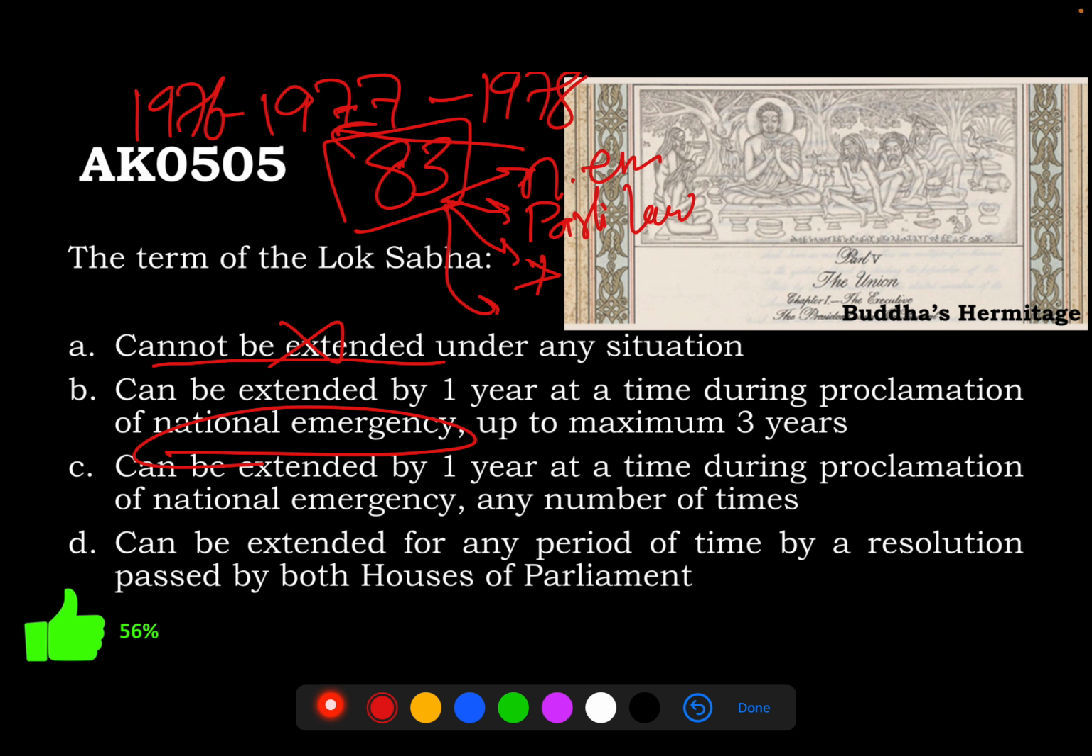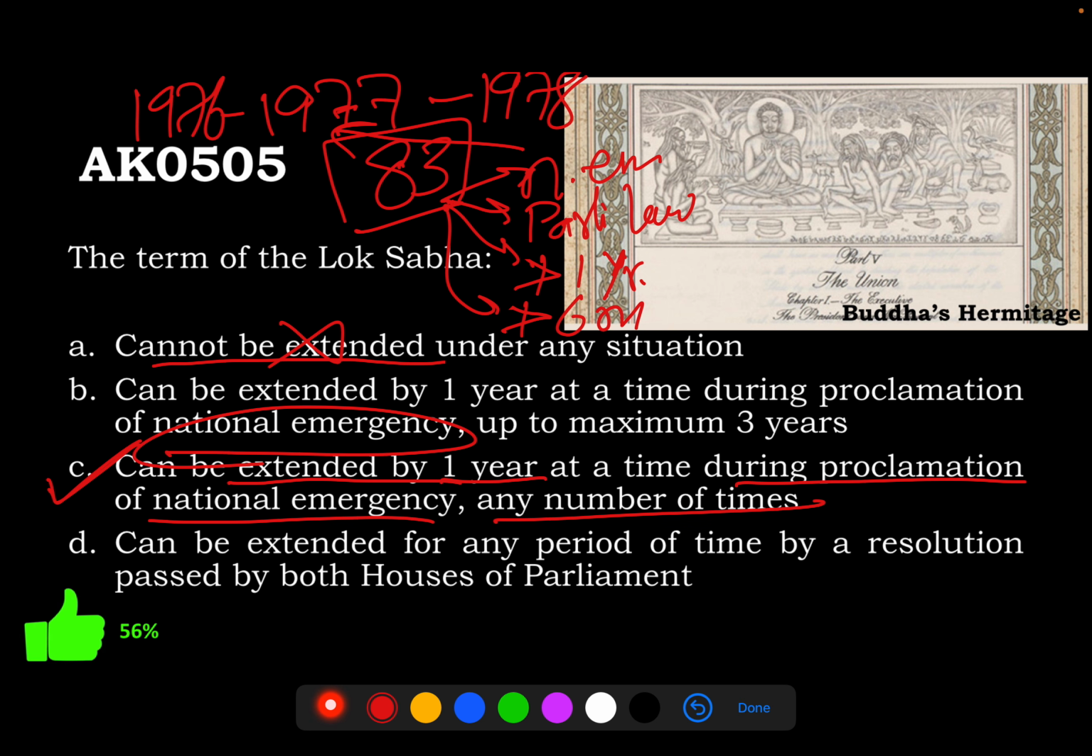And it cannot be for more than 1 year at a time. It can be any number of times, but not more than 1 year at a time. And lastly, whenever the emergency proclamation ceases to operate, it comes to an end, then the extension cannot be more than 6 months after the proclamation has ceased. So from that, the correct answer should be C, where it says it can be extended by 1 year at a time during proclamation of national emergency, any number of times.